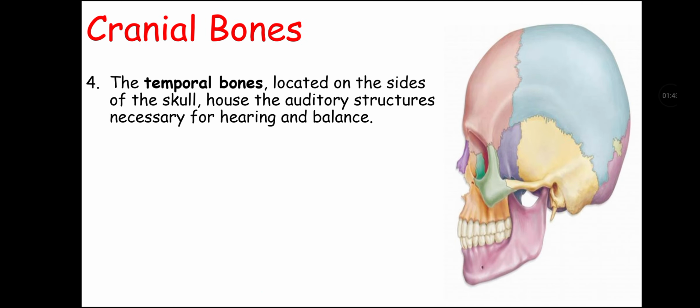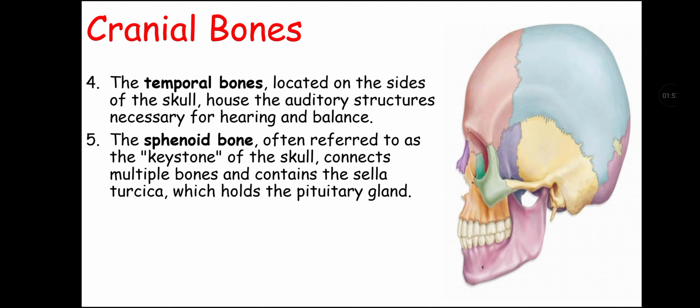Further talking about cranial bones, we have the temporal bone that is located on the side of the skull. Here you can see in the diagram the yellow color bone is the temporal bone. It houses the auditory structures that are necessary for hearing and balance. The next bone in the cranial bones is the sphenoid bone that is located just anterior to the temporal bone. You can see in the diagram the purple color bone just anterior to the yellow color bone is the sphenoid bone. It is often referred to as the keystone of the skull because it connects multiple bones and contains the sella turcica, which holds the pituitary gland.